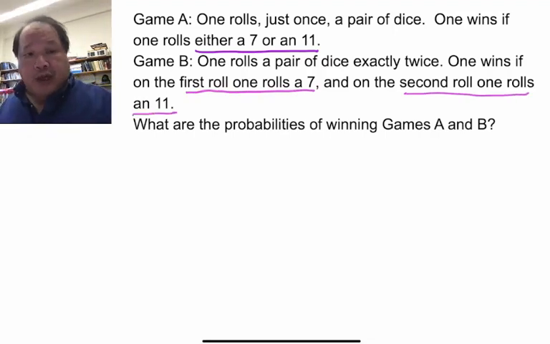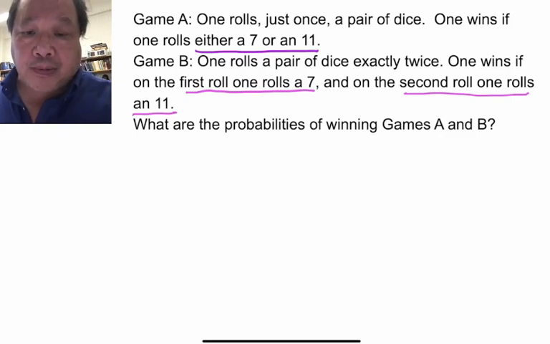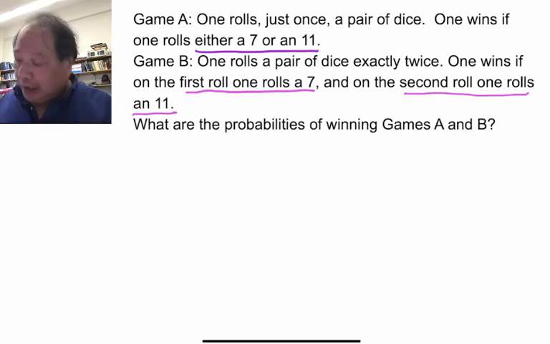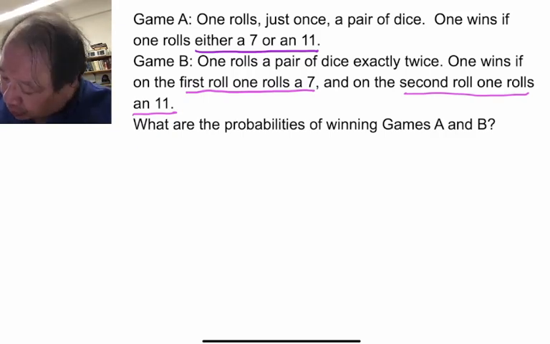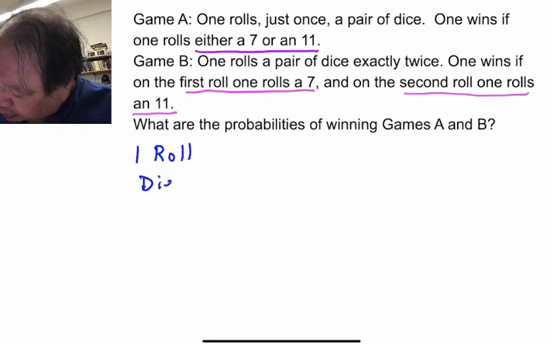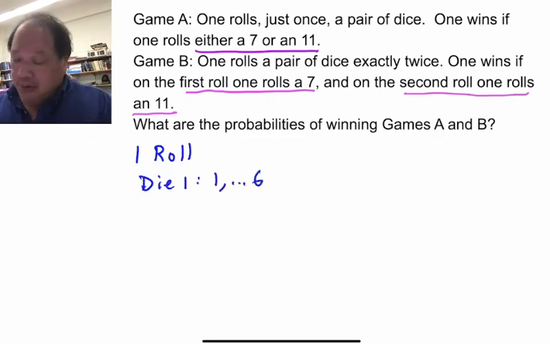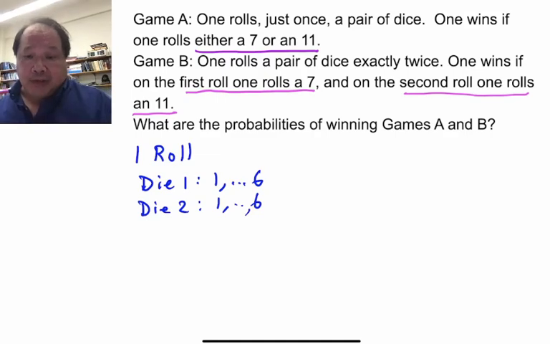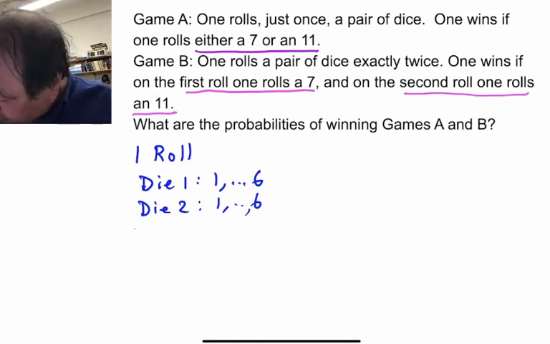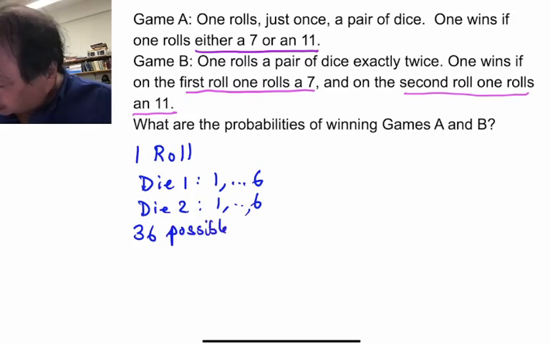And to solve our chances of winning either game A or B, we have to know something about the outcomes of rolling two dice. So let's look at that. One roll. Die 1 could be any of 6 different numbers, 1 through 6. And die 2, when you roll it, could be any of 6 numbers, 1 through 6. And that means there are 36 possible outcomes when one rolls two dice.